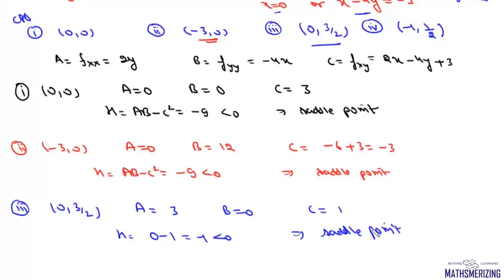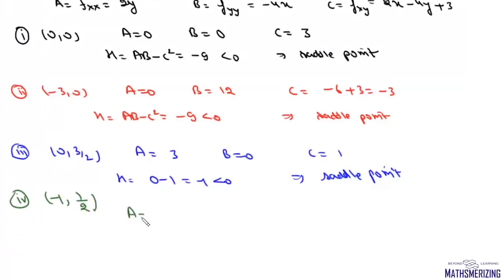And finally, we have this fourth point, which is (−1, 1/2). So for this fourth point, the value of x is −1 and the value of y is 1/2. Now a in this case is 1. The value of b is 4. And the value of c is −2 + 3, which is −1.